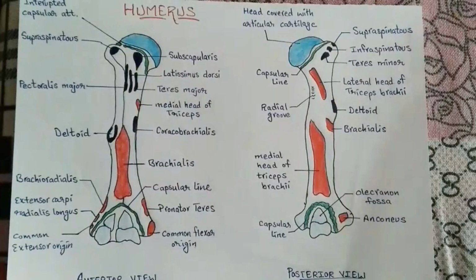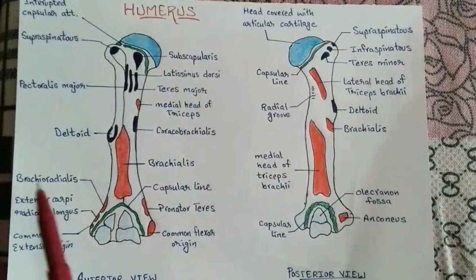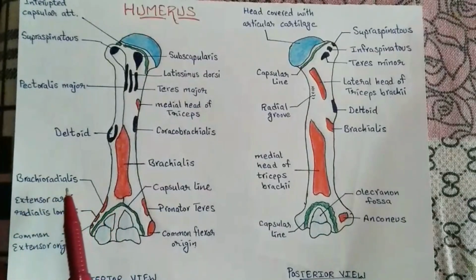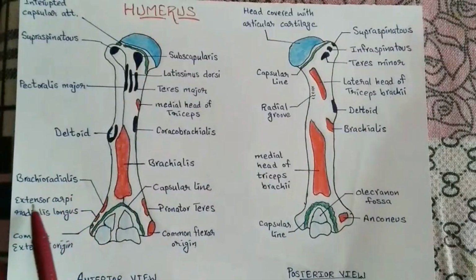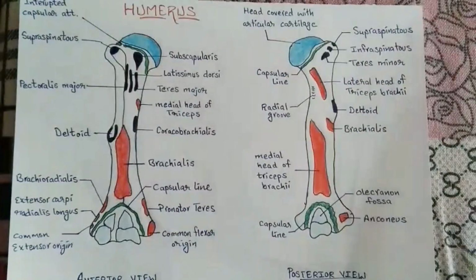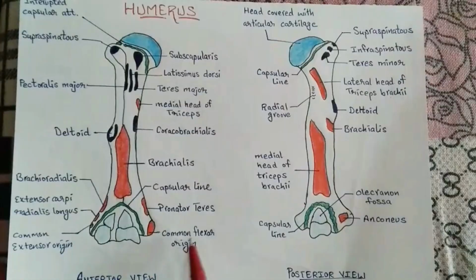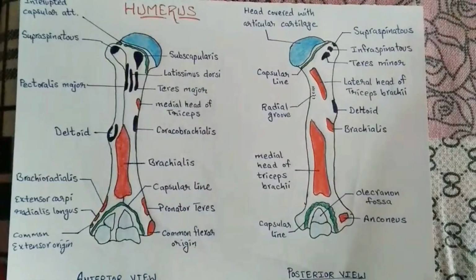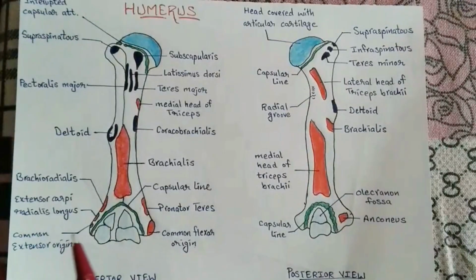The upper two-thirds of the lateral supracondylar ridge provide origin to the brachioradialis muscle, and the lower one-third provides origin to the extensor carpi radialis longus, while the lower one-third of the medial supracondylar ridge provides origin to the pronator teres muscle. The anterior aspect of the medial epicondyle provides origin to the common flexor muscles, while common extensor muscles and supinator have common origin from the lateral epicondyle.